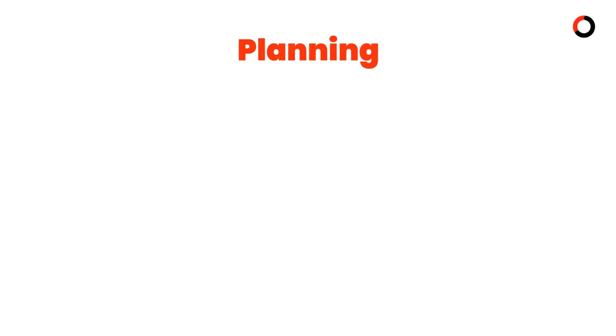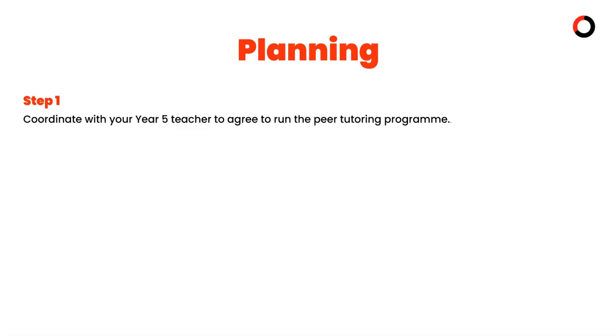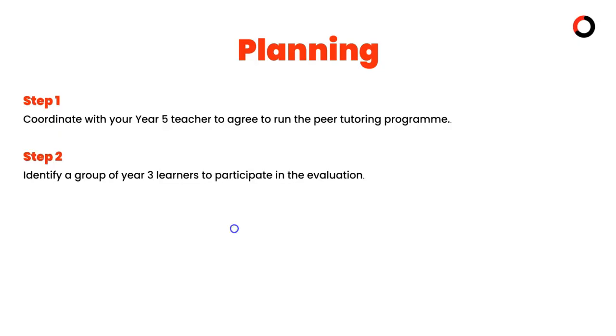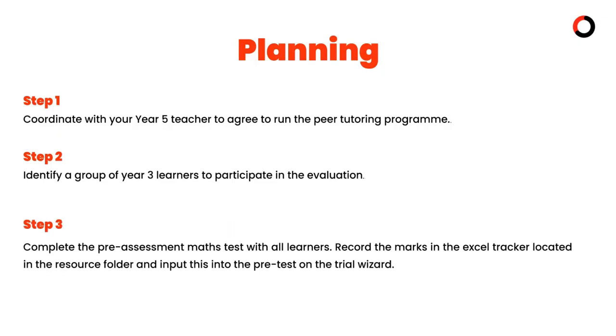So let's look at this by a step-by-step planning approach. Step 1. Coordinate with your Year 5 teacher to agree to run the peer tutoring programme. You will need Year 5 peer tutors to deliver this. Step 2. Identify a group of Year 3 learners to participate in the evaluation. Step 3. Complete the pre-assessment maths test with all learners. Record the marks in the Excel tracker located in the resource folder and input this into the pre-test on the trial wizard.